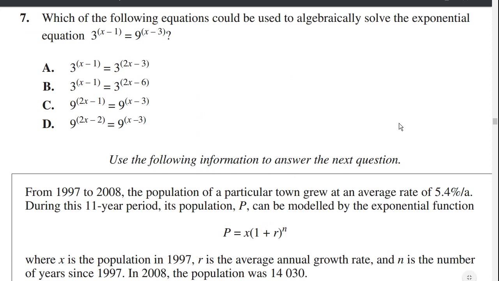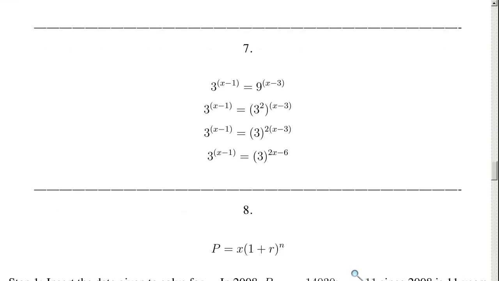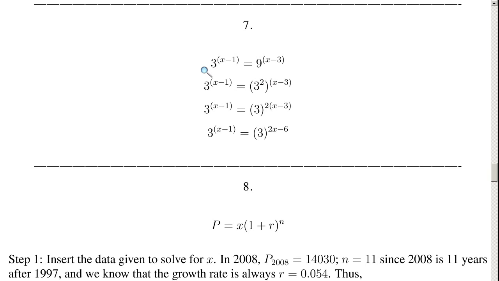Yes, okay. So which of the following equations could be used to algebraically solve the exponential equation? 3 to the power of x minus 1 equals 9 to the power of x minus 3. So what do we do with this? Well, we notice that 9 is equal to 3 squared, and we want to make these two look as similar as possible, so we just substitute 3 squared where 9 used to be.